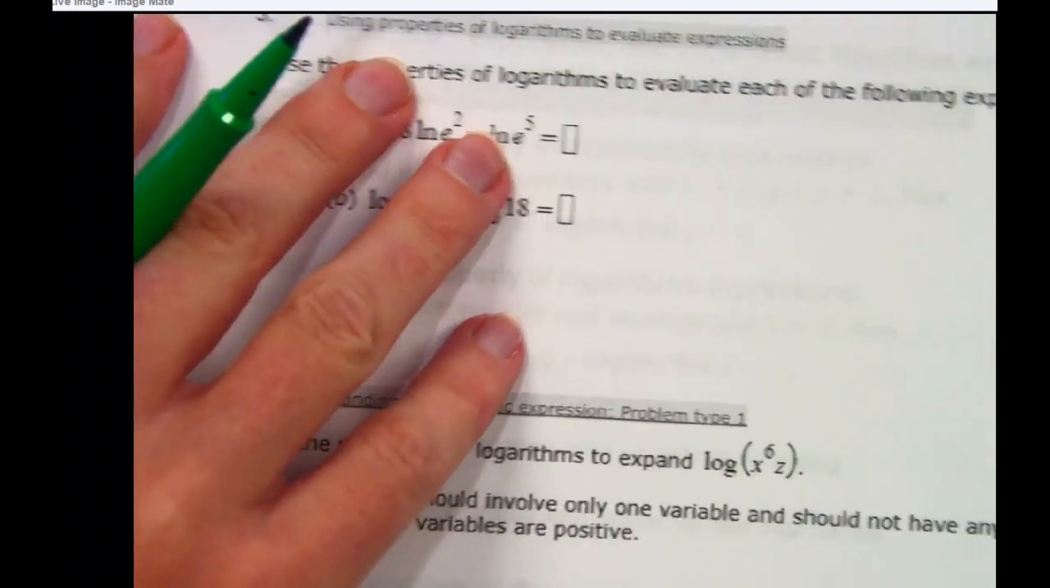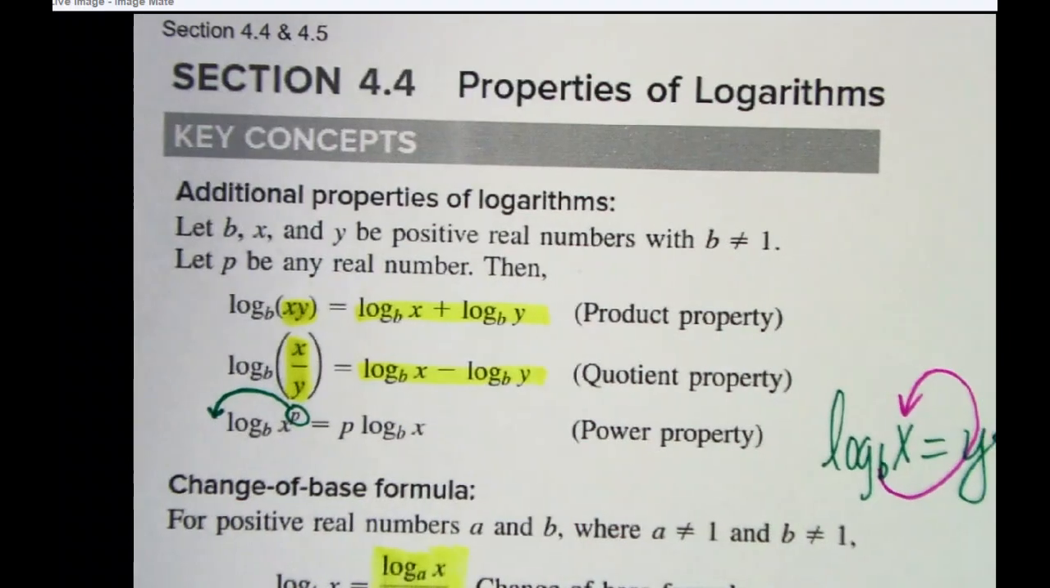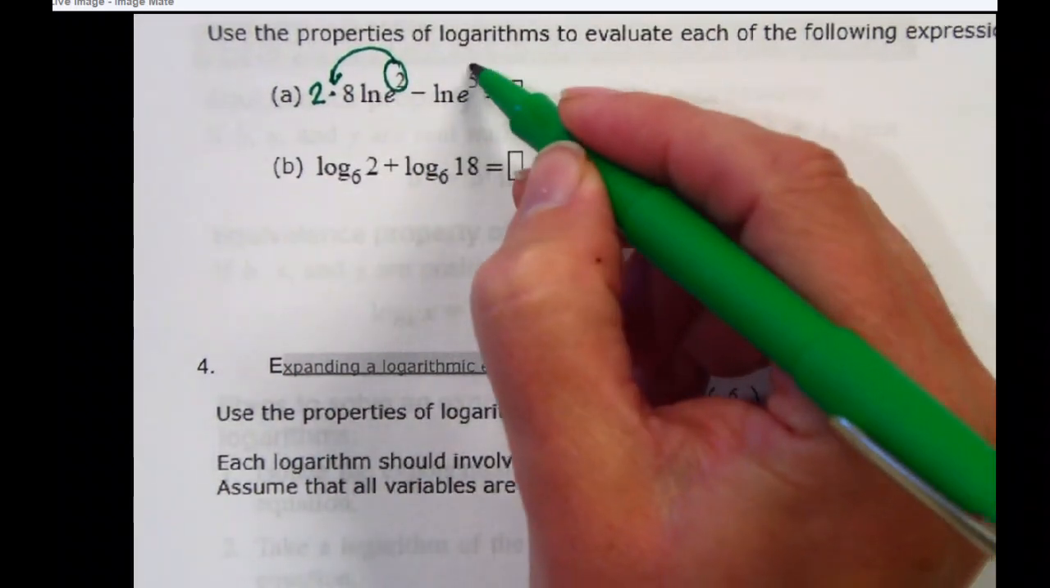Use the properties of logarithms to evaluate each of the following expressions. What do they want me to do? I'm on the homework right now. They want you to find the numbers, so the 8 ln e^2 minus ln e^5 would be, just a second. Can I put this down in front? Yeah. 2 times? Can I put this down in front?